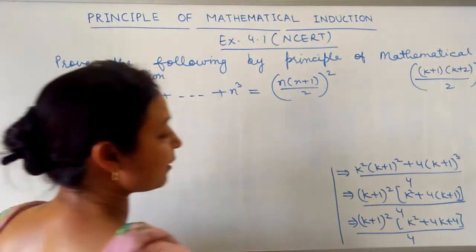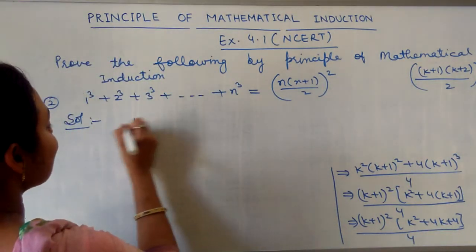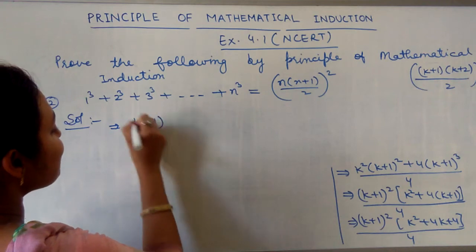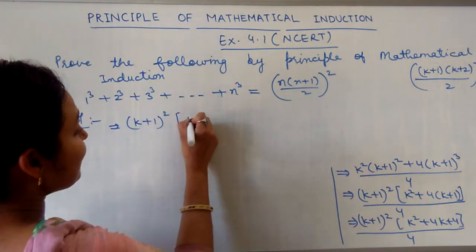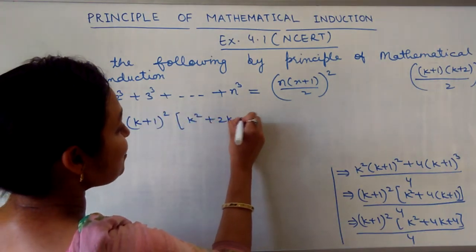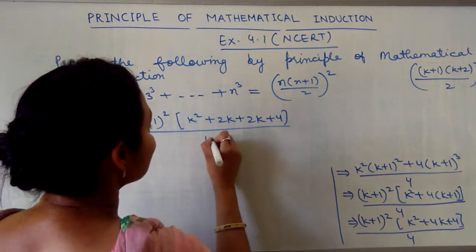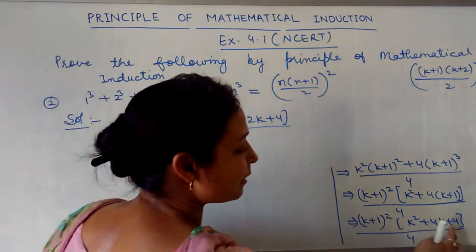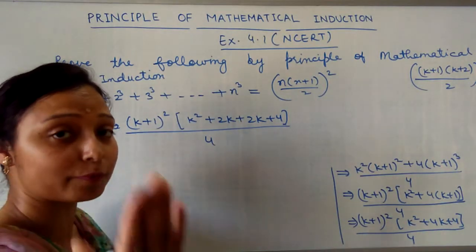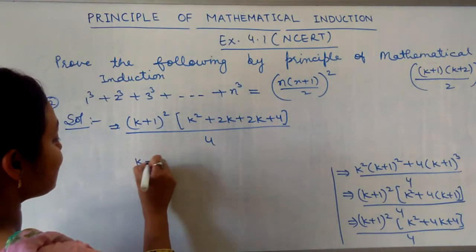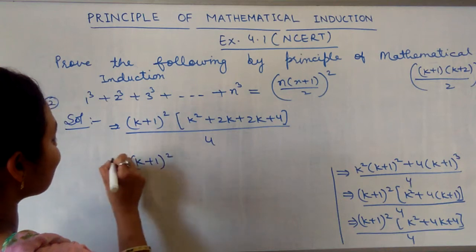Okay, so what should be the next step? We have to split the middle term. Next step is k plus 1 whole square, then k square plus 2k plus 2k plus 4, divided by 4. Either you can take the formula a square plus b square plus 2ab. It is up to you, whichever is simple for you.